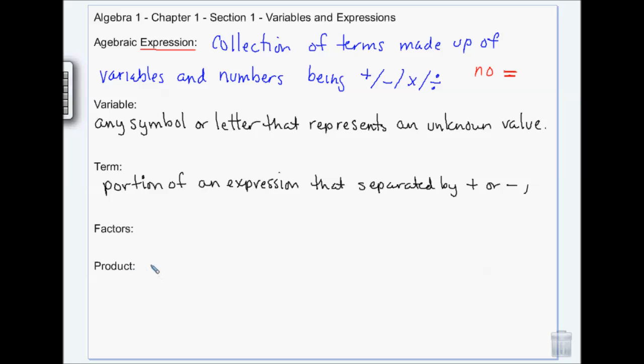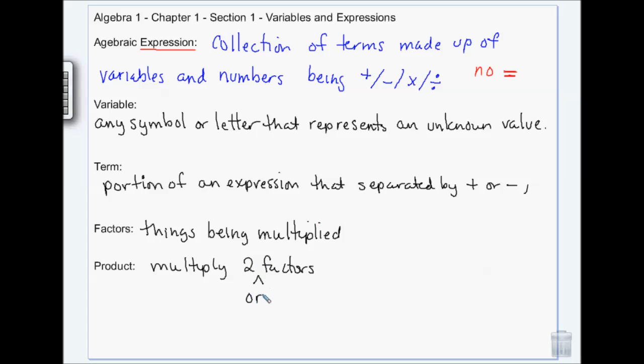Product is what you get when you multiply two factors. Factors are what you multiply to make a product. And that shouldn't say just two, sorry, it should say two or more. You multiply a lot of things.